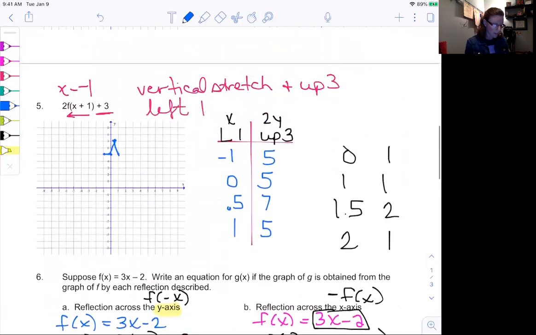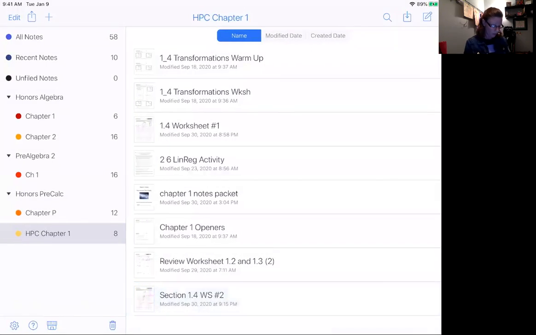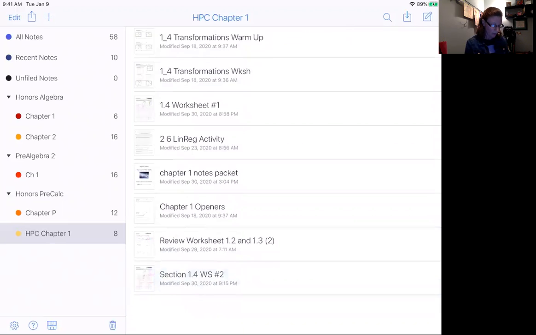The task for today is to start reviewing for the first half of this chapter.